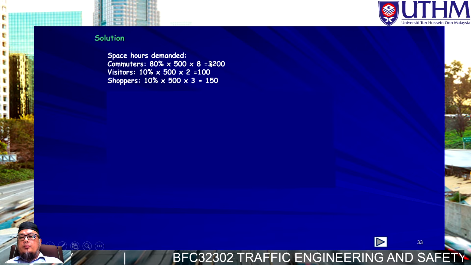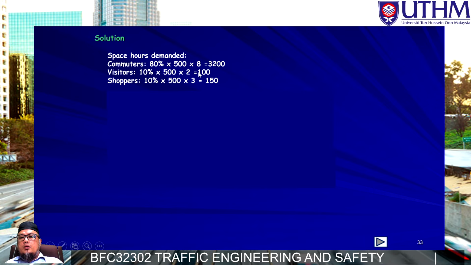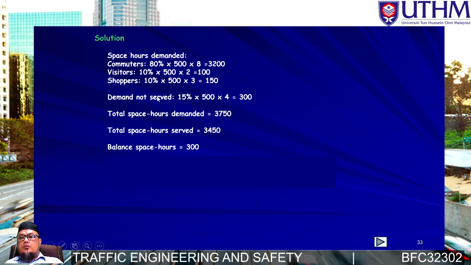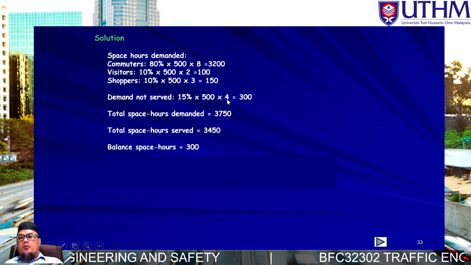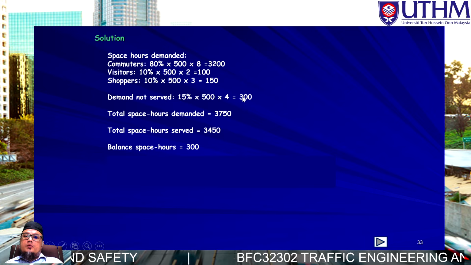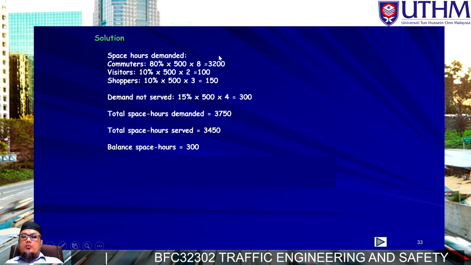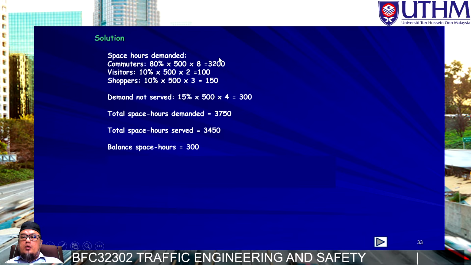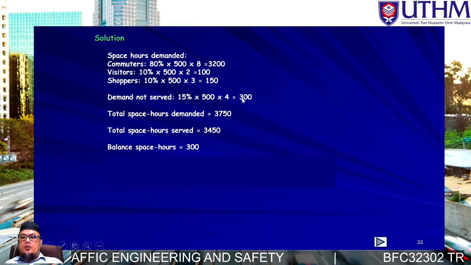Okay, the first one we obtain is 3,200. The second one is 100. The third one is 150. So the demand not served is 50% from 500 within a 4 hour period, so suppose 300. Okay, space hour demand. We look at it altogether: 3,755, which is all of 300, 3,200, 150, 100, and this one.